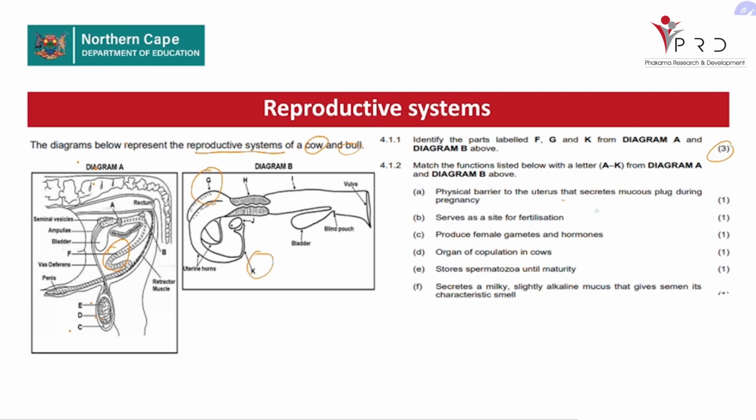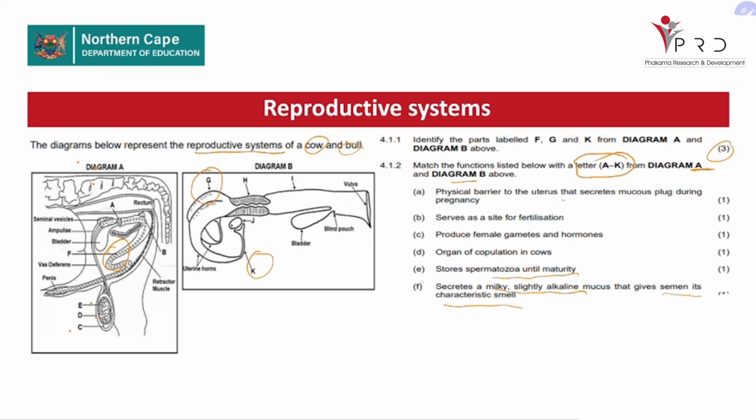Organ of copulation in cows. Where is it taking place? Stores spermatozoa until maturity. Secretes a milky, slightly alkaline mucus that gives semen its characteristic smell. So we are looking at G. Okay, you have to provide a letter. Don't give the names. And these letters, you can take them from diagram A and diagram B. The last one reads as secretes a milky, slightly alkaline mucus that gives semen its characteristic smell.